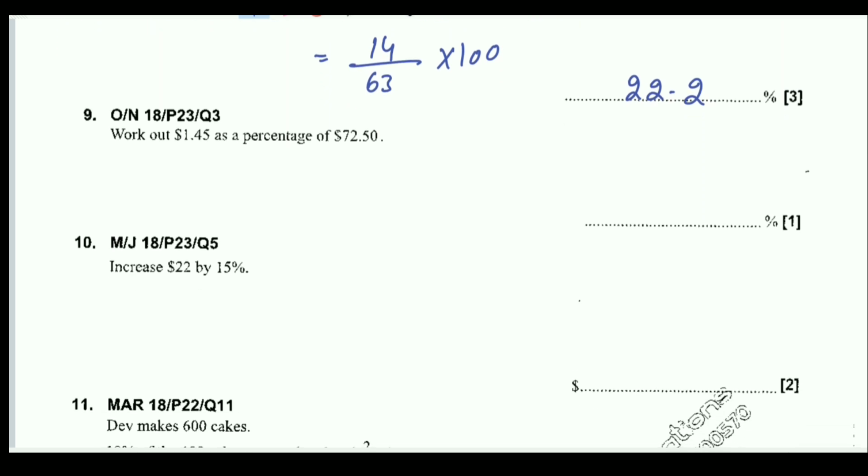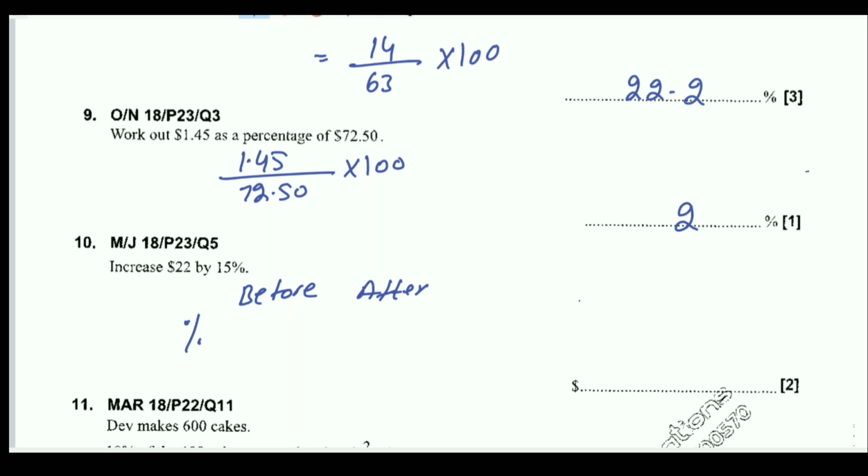Next question 9, work out 1.45 as a percentage. Again the same question. 1.45 as a percentage means 72.50 will be written in the denominator and we will multiply it by 100. So simply put it in the calculator, you will get your answer. Simply we have to make boxes here: before and after, and then percentage, 100.